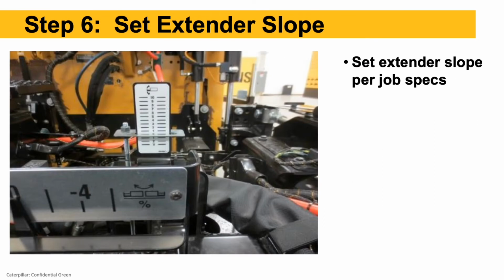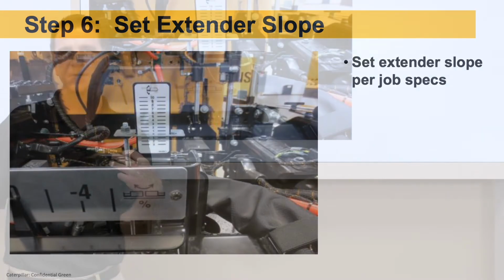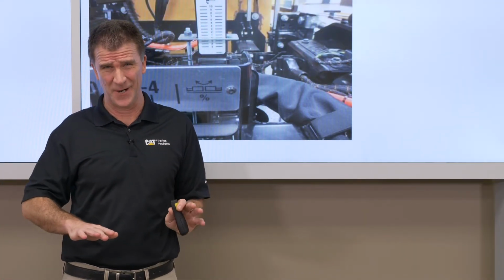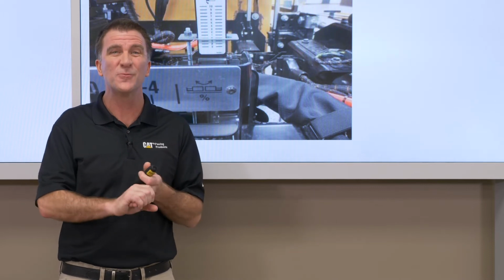Step 6, we set our extender slope. So if we do have any slope in our extensions, this is when we set that. Again, remember the screed is still up in the air off the ground. Sometimes I see crews trying to change all these things while the screed's resting on the ground. We have kind of two problems with that.